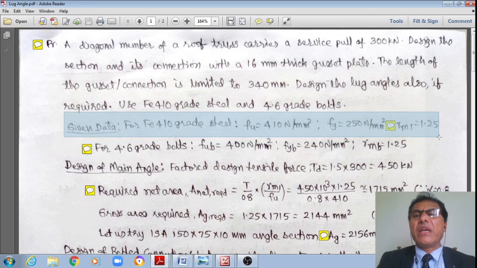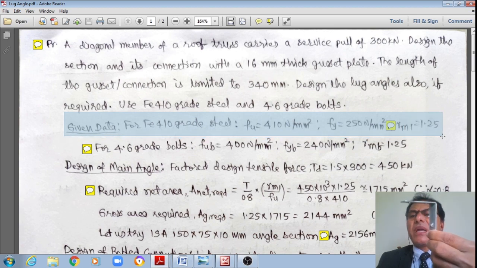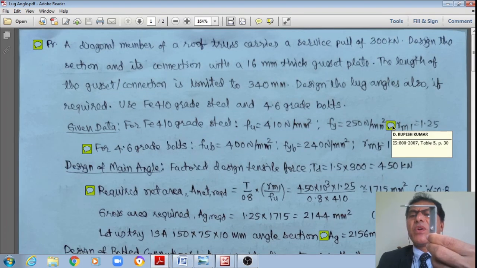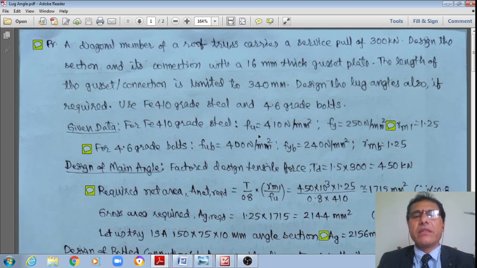Therefore, the ultimate strength of the steel is equal to 410 Newton per mm square, and the yield stress of the steel is equal to 250 Newton per mm square. For the partial safety factor, if I go to Table 5 of IS 800:2007, page number 30, as we have seen in the previous class, the partial safety factor for the ultimate stress, gamma m1, is equal to 1.25, whereas the partial safety factor for the yield stress, gamma m0, is equal to 1.1. These we already know.